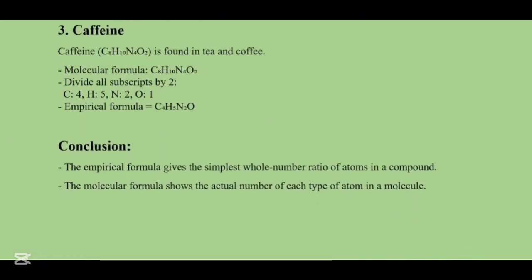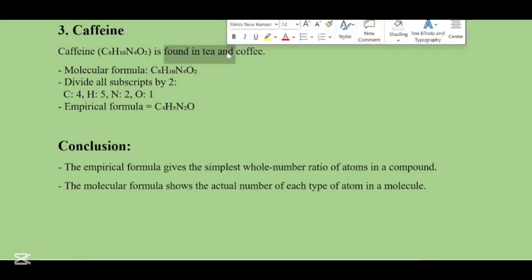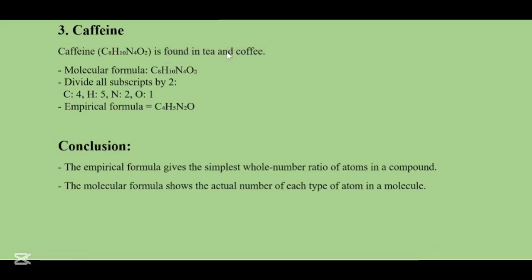Now we have caffeine. Caffeine basically is found in tea and coffee. The molecular formula of caffeine is C8H10N4O2. Now what is the smallest value between all these elements?